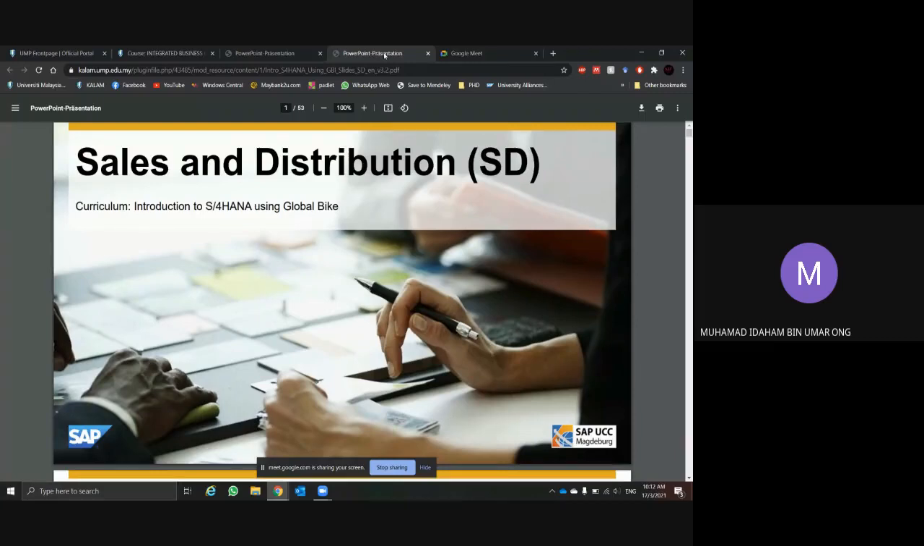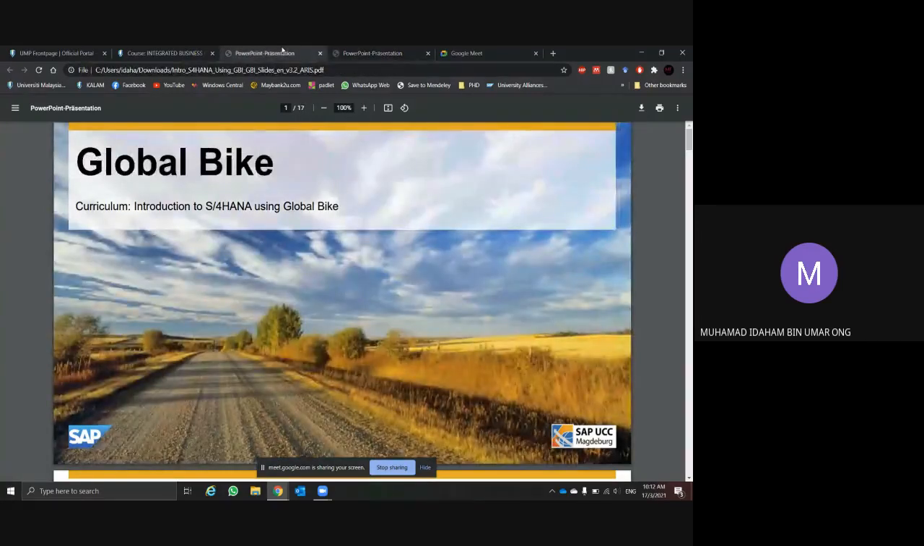One of the first integrated business processes that you're going to be encountering during the SAP exercise. Okay, now let us have a look at the background of the company that we're going to be using during the lab exercise.